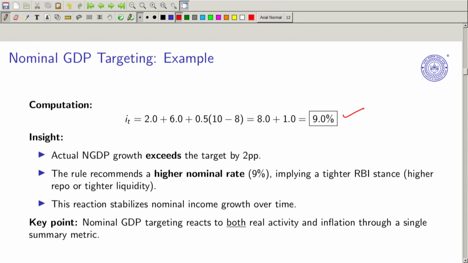The higher nominal rate means that the RBI will have to look for a tighter stance, which means increasing the rate of interest. So i will be higher, right? So this is what we get. If the nominal GDP target is 8%, and my theta value is 0.5, then my nominal interest rate must be 9%, higher than the nominal GDP target growth, right? So this is what we understand.